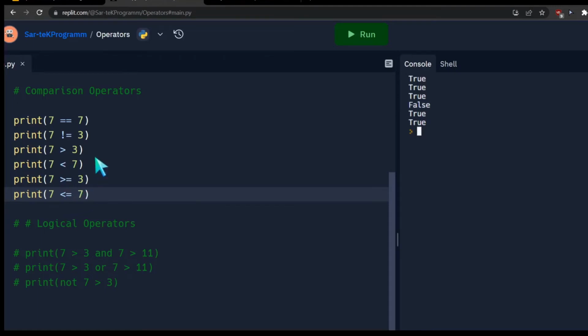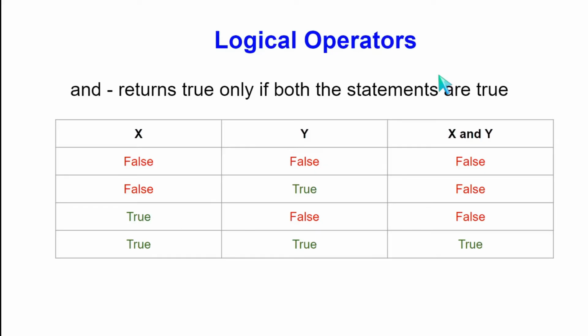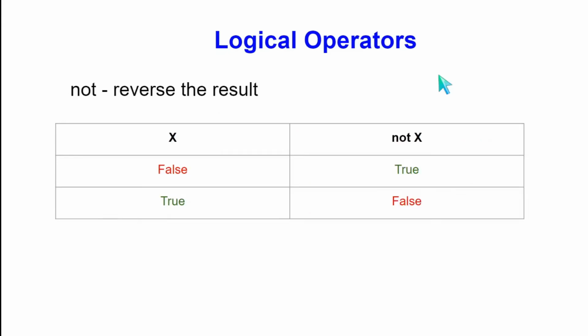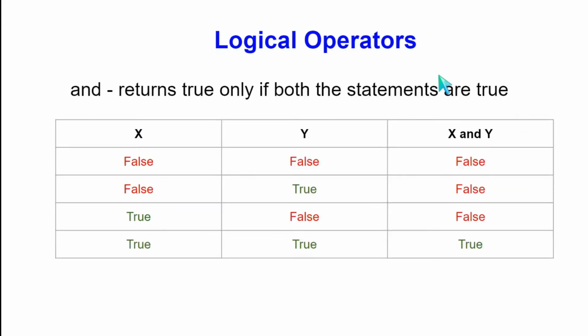It's just the same as we have been taught in maths since childhood. And now this is everything about comparison operators. Now let's look at logical operators. We have three different types of logical operators in Python: and, or, and not. Let's look at these one by one.